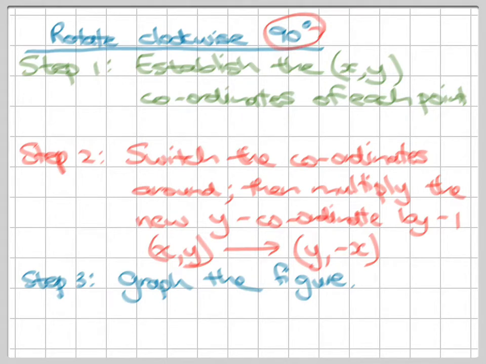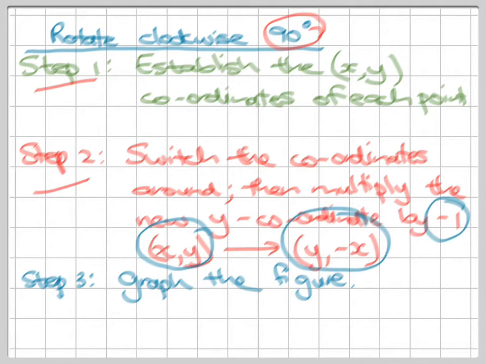We have 3 steps involved here. Step 1 is we establish the x and y coordinates of each point of the image. Step 2, we switch the coordinates around, and then we multiply the new y coordinate by -1. So if you have an x and a y, it then becomes y and minus x, because you would have multiplied the new y by -1. And then step 3, we graph using these new coordinates. So let's go do that now.